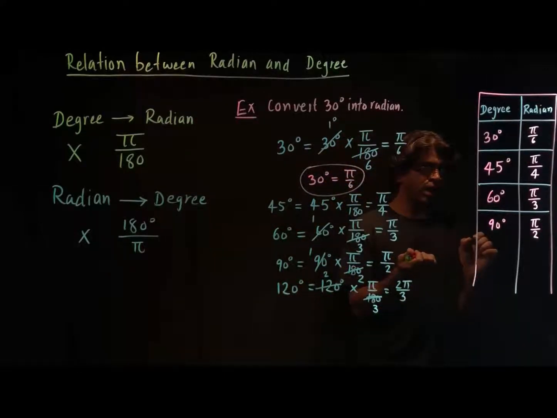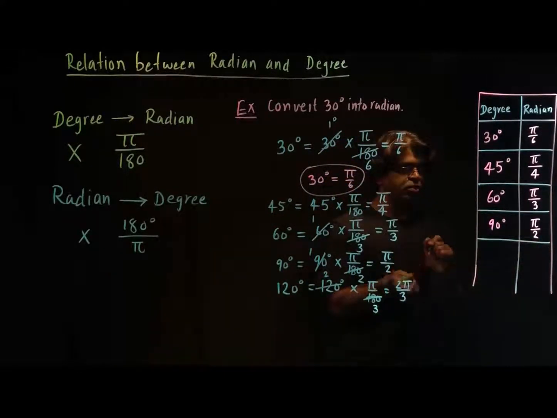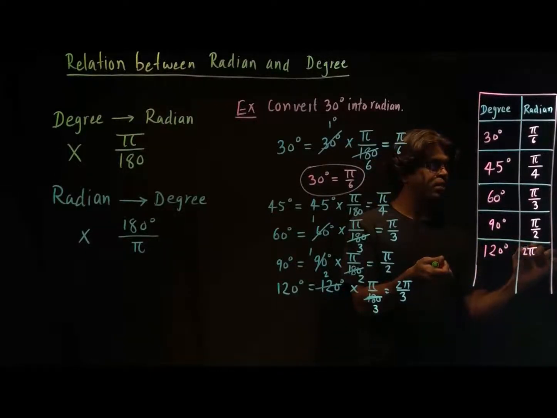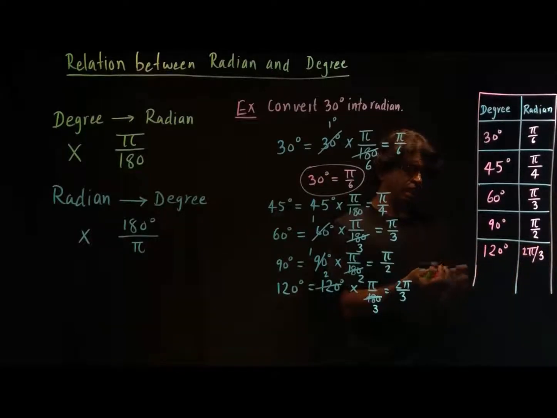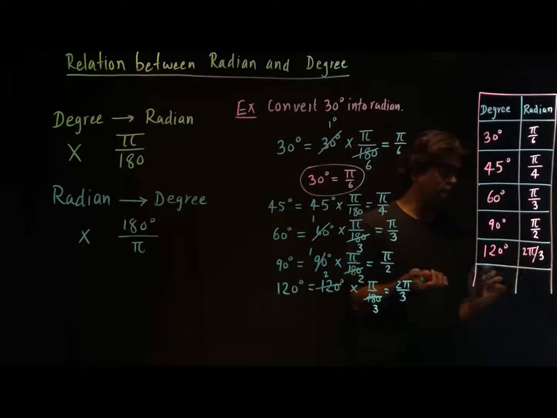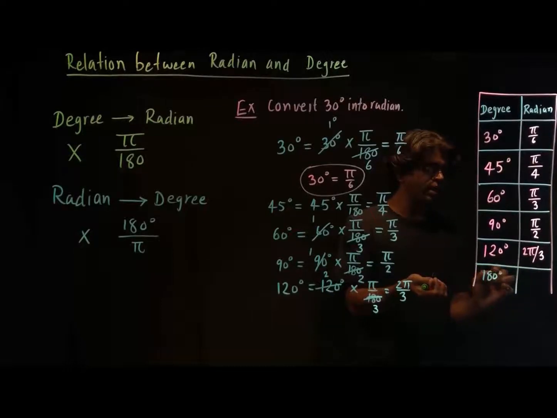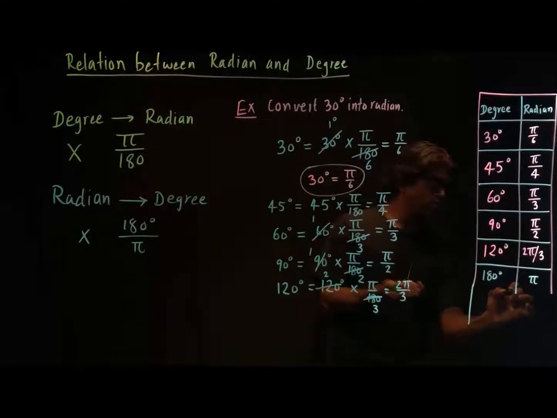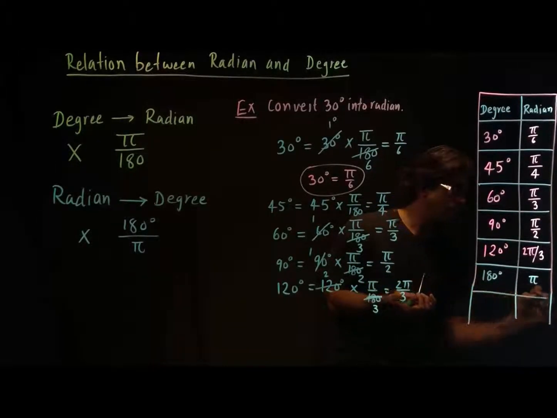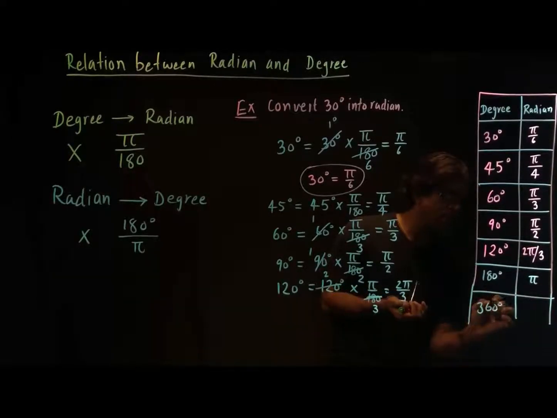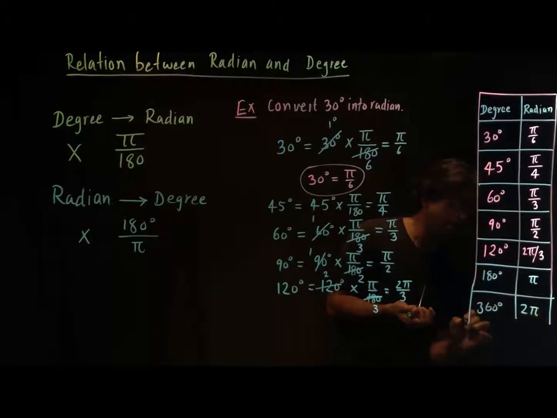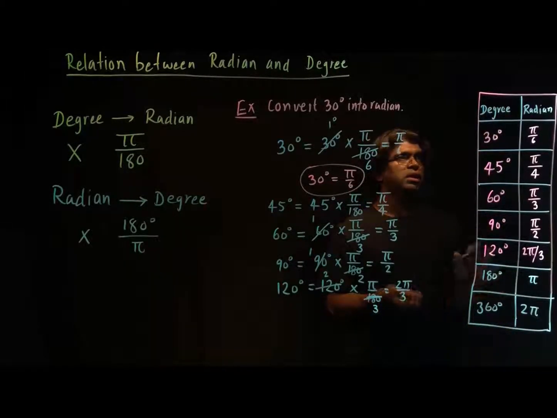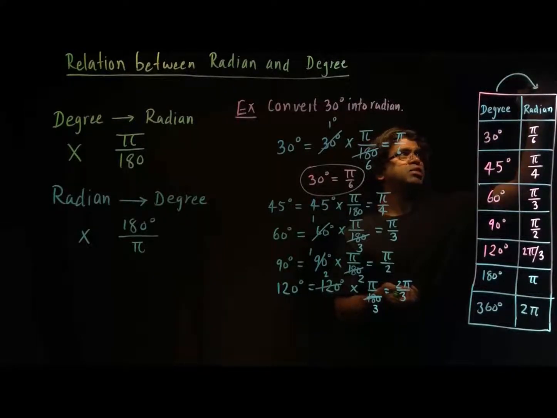So I can write 120 degrees is 2 pi over 3. And if you remember, we already talked about 180 degrees, which is pi radian. And then I'm going to add one more right here at the bottom, which is 360 degrees. And we all know 360 degrees is 2 pi. So this is the table that converts from degree to radian.